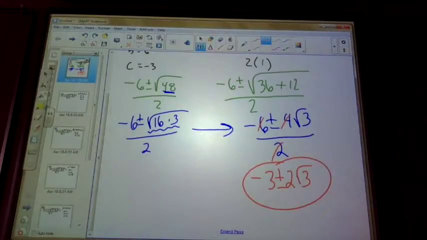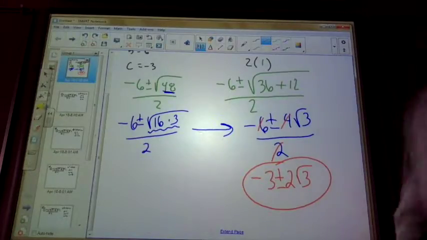Not because one's odd and one's even. They don't go. You cannot reduce from outside of a root to inside of a root, or outside of a radical to inside of a radical, or inside a square root to outside a square root. It doesn't reduce that way. So that was problem number 1.